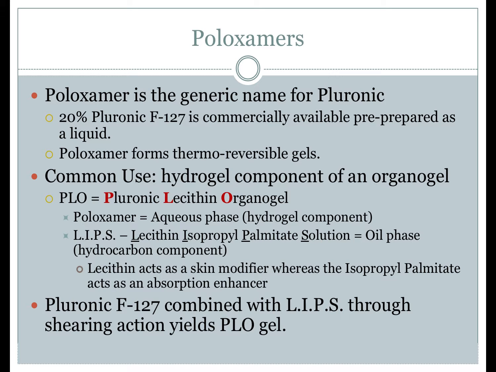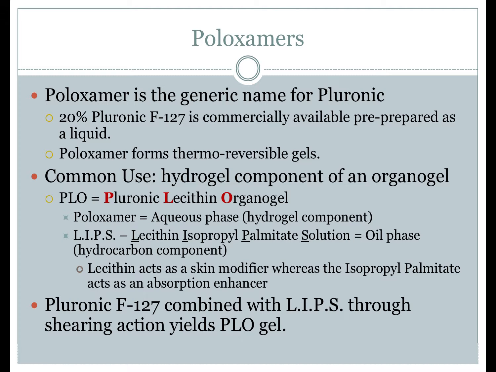The most common use of Poloxamer as a gelling agent is when it is used in combination with a hydrocarbon phase to create an organogel. So Poloxamer is used to create the aqueous hydrogel component of the commonly used organogel product referred to as PLO gel. And I'll remind you, PLO stands for Pluronic Lecithin Organogel, where the P is the Poloxamer, which acts as the aqueous or hydrogel component, and where L is the oil phase component called lecithin isopropyl palmitate solution, commonly abbreviated as LIPS, L-I-P-S, and where O stands for organogel. So PLO is Pluronic Lecithin Organogel.